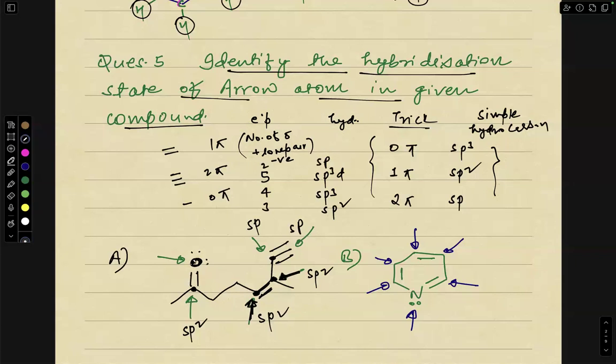So look at this oxygen. How many sigma bond around oxygen? Just 1 sigma. How many lone pair around oxygen? 2 lone pair. So total electron pair is how much? 3. So 3 means sp2. Make sense?